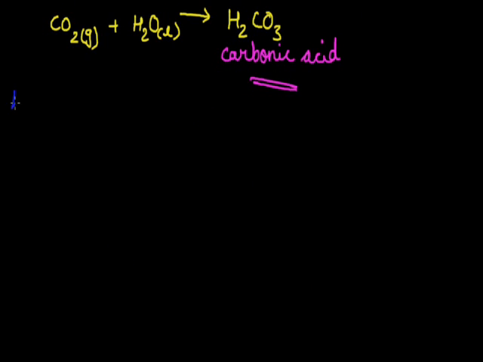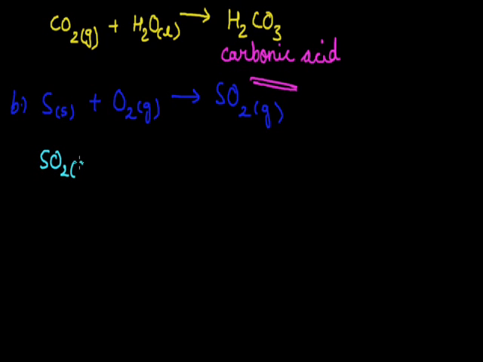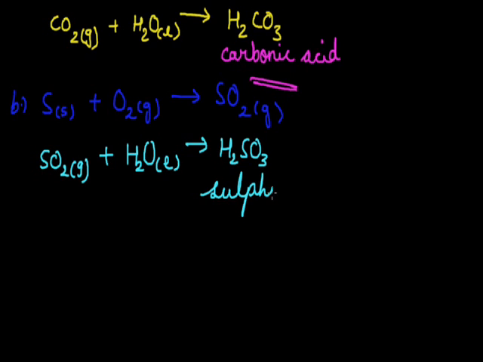Next is an example of sulfur. Solid sulfur, when it reacts with oxygen of air which is in excess, will form an oxide, that is SO2. This SO2, when it dissolves in water, will form an acid, that is sulfurous acid, H2SO3. This acid is called sulfurous acid.